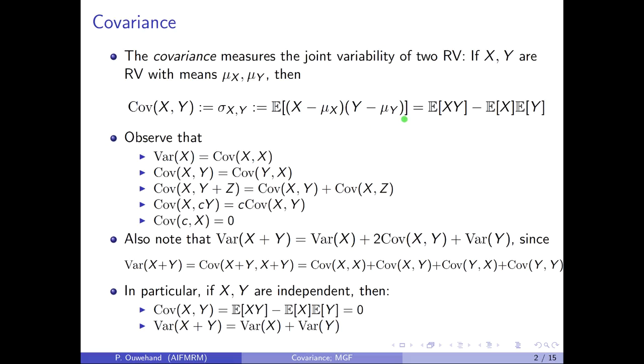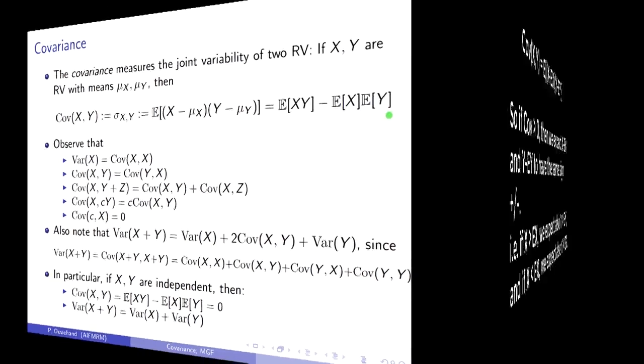A simple bit of manipulation using the properties below will show that this can also be written as the expectation of the product minus the product of the expectations. We will leave this as an exercise.